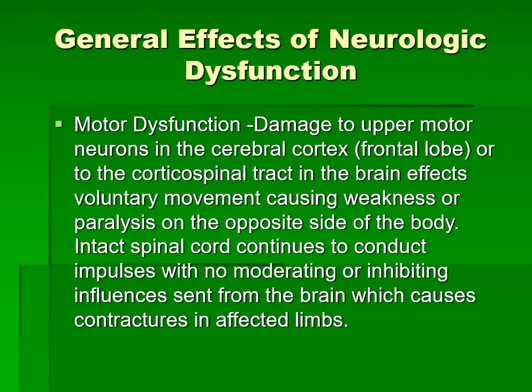body. Now remember, the descending pathway coming from that precentral gyrus affecting motor function is a 2-neuron pathway. So we're talking about the upper neuron. If that upper tract, or the brain area that it comes from, is affected, this is where you will have this condition. Now, the second neuron in the pathway is still intact. So that intact spinal cord connection from that nerve to the muscle continues to conduct impulses with no moderating or inhibiting influences sent from the brain, which causes contractures in the affected limbs. So reflex action, although not controlled, can still occur.